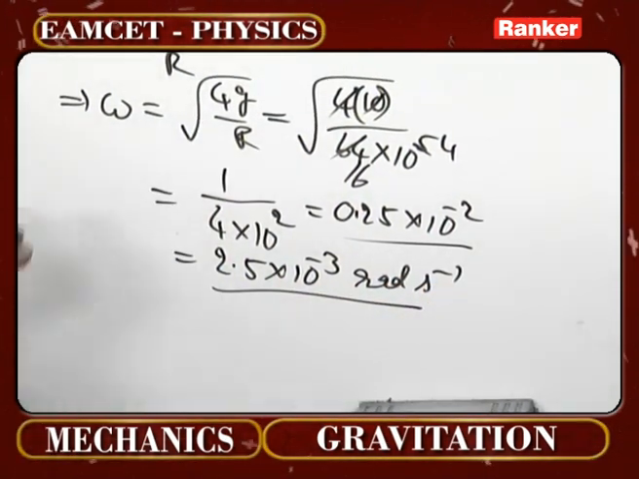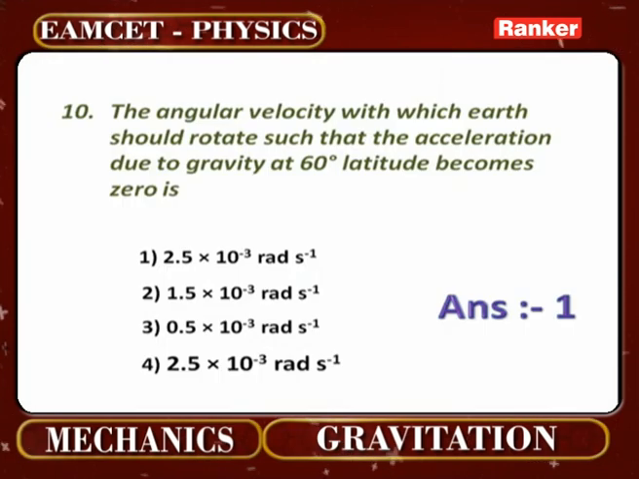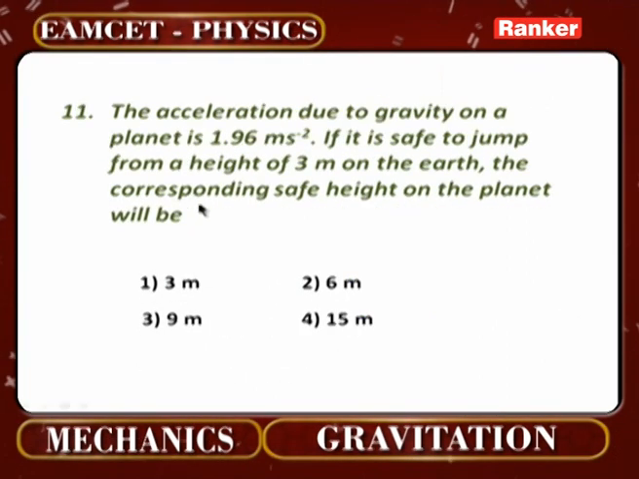This must be the angular velocity of that particular earth for having, at the latitude 60 degrees, the g value becomes 0. So which option is tallying here? The very first option is going to be tallied. That is the concept we have to take up. Right? Now look at the next number, that is question number 11.